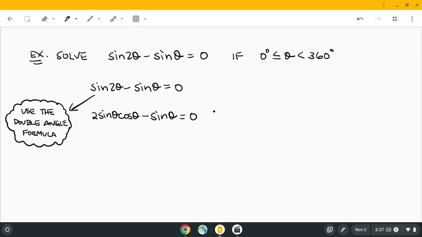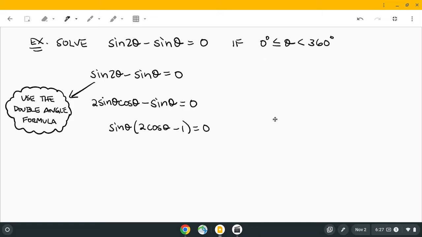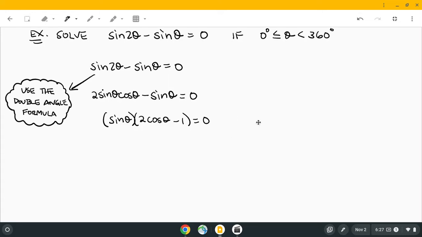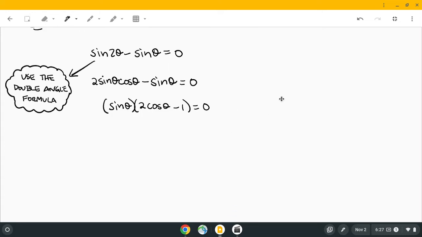All right, and here I see that both of these have sine theta in common. So I'm going to go ahead and factor out sine theta. And I get 2 cosine theta minus 1 equals 0. And so now I have my two factors, sine theta and 2 cosine theta minus 1. So I'm going to set each factor to 0 and solve.